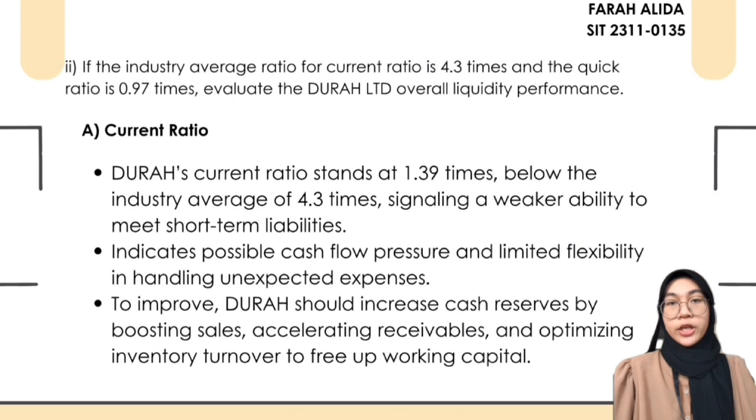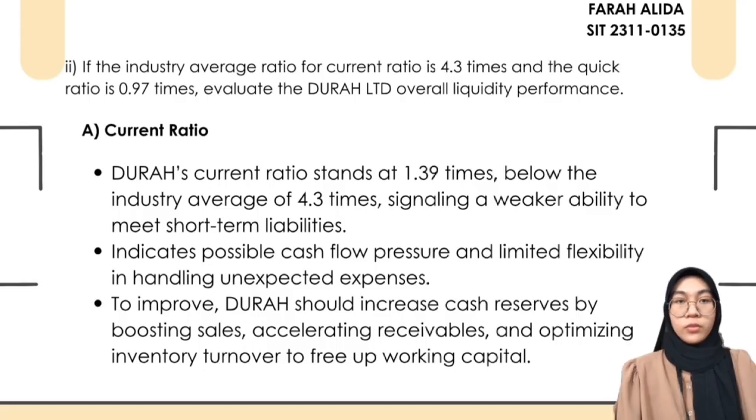Dura Ltd's current ratio is 1.39, which is far below the industry average of 4.3. This low ratio signals a weak liquidity position, making it harder for Dura to handle short-term obligations without financial strain. To improve, Dura should increase cash reserves by boosting sales, accelerating accounts receivable, and optimizing inventory turnover to free up working capital.